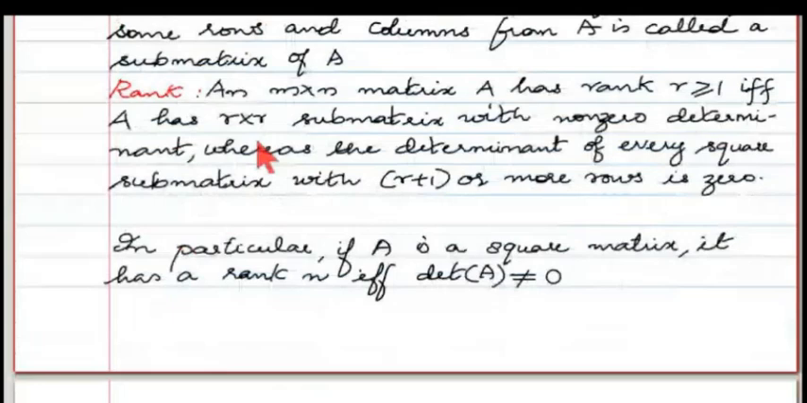So rank is defined as follows: an m by n matrix A has rank r greater than or equal to 1 if and only if A has an r by r submatrix with a non-zero determinant, whereas the determinant of every square submatrix with r plus 1 or more rows is 0. So first of all, rank is greater than or equal to 1 if there is a submatrix with a non-zero determinant. If every submatrix has determinant 0, then it means that rank is not greater than or equal to 1.